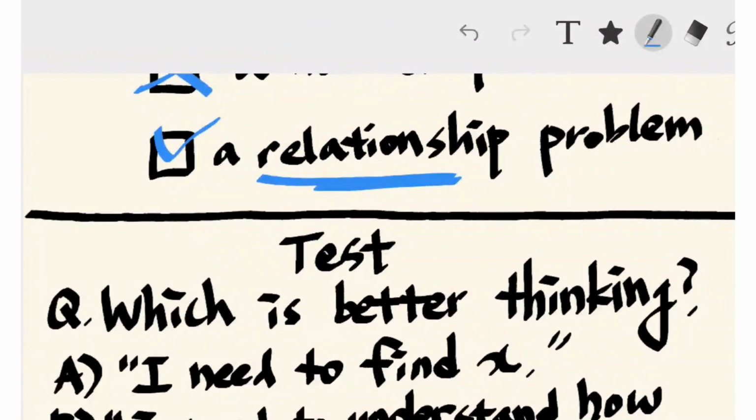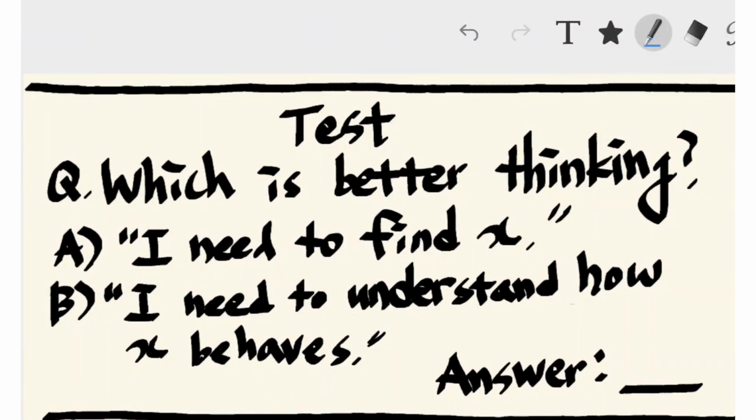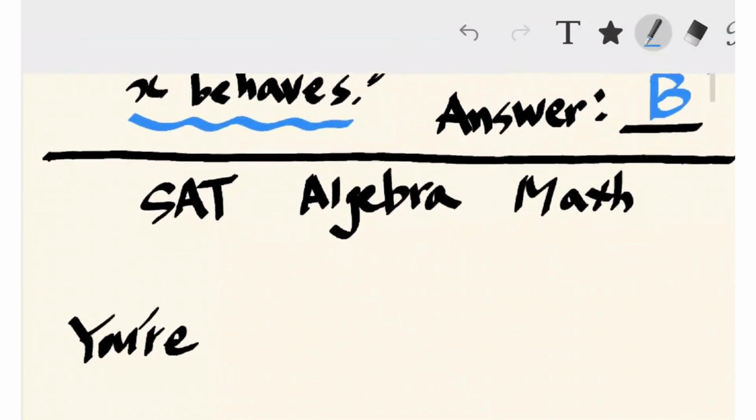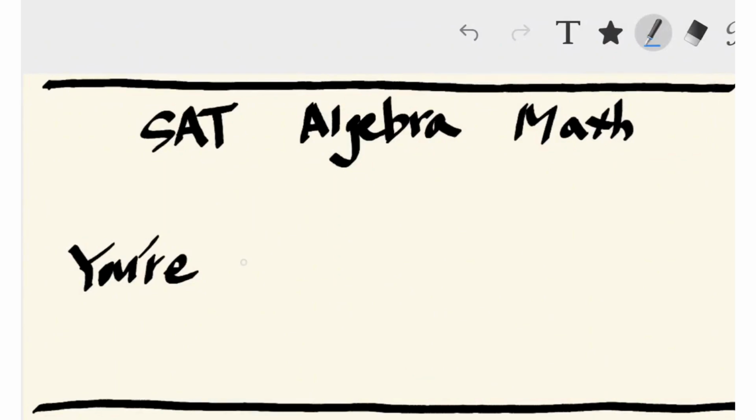Now let's do a quick thinking test. Which is better thinking? A: I need to find x. B: I need to understand how x behaves. The correct answer is B. Always B. Because in real SAT, real algebra, real math, you are not solving for numbers. You are controlling systems.